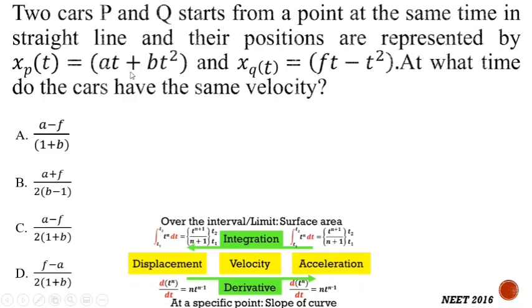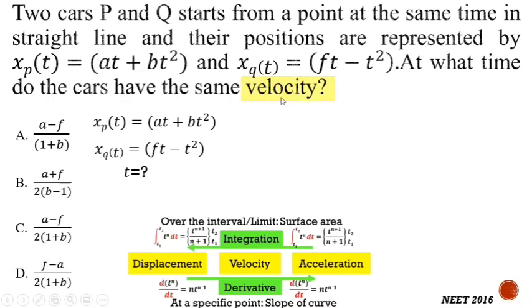So in this example we can see that the displacement equations are given. This is the displacement equation for P car and this is the displacement equation for Q car. At what time do the cars have the same velocity? We need to find the time t when the velocity is the same. That means there is one more condition given, that velocity is the same for both cars. So this condition can be written as velocity of P equal to velocity of Q.